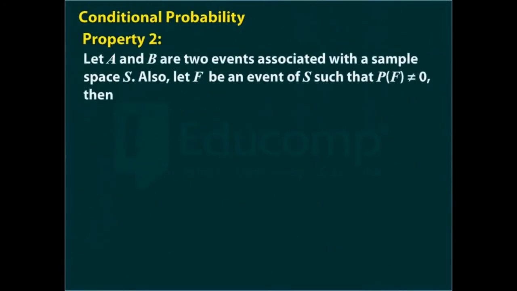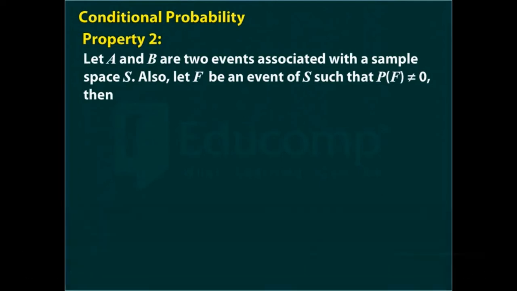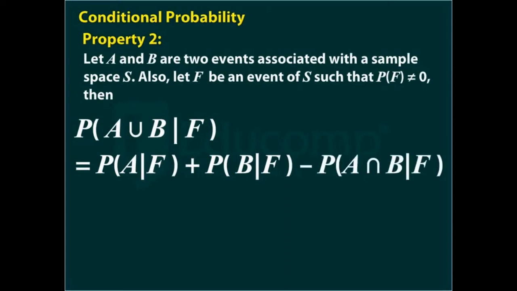Let A and B be two events associated with the sample space S. Also, let F be an event of S such that probability of F is not equal to 0. Then, probability of A union B provided F has occurred equals probability of A provided F has occurred plus probability of B provided F has occurred minus probability of A intersection B provided F has occurred.